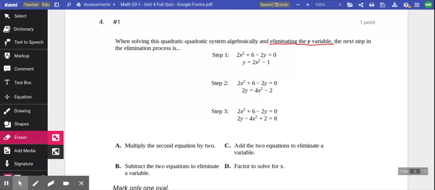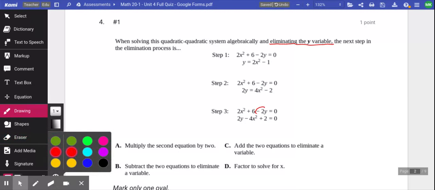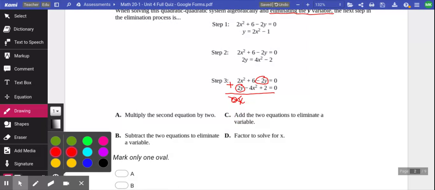Now, if this was you doing this, your goal is to eliminate these y values. So if I have negative 2y and positive 2y, and my goal is to eliminate them, meaning make them equal 0, then I would want to add these two equations because negative 2y plus 2y would leave me with 0 y's, which would eliminate the y's. So if we look at our answers, it says add the two equations. C would have been our answer.